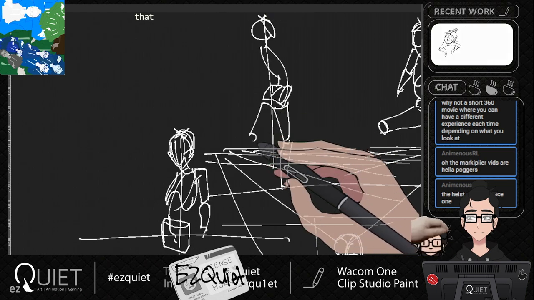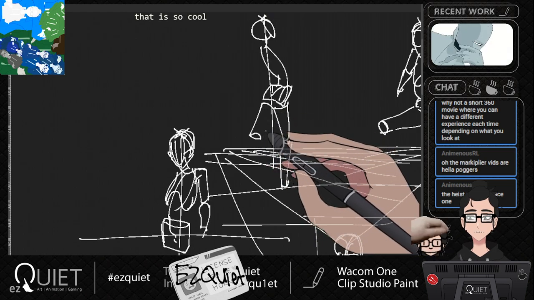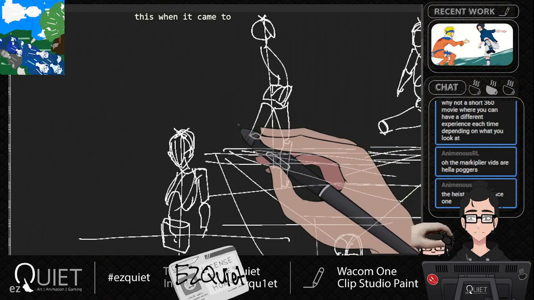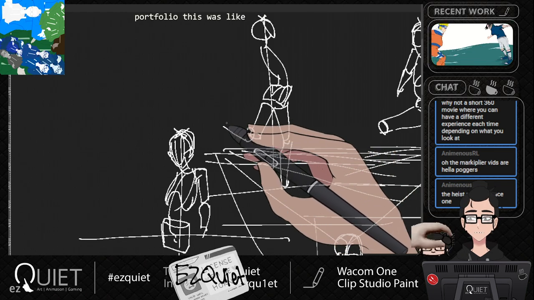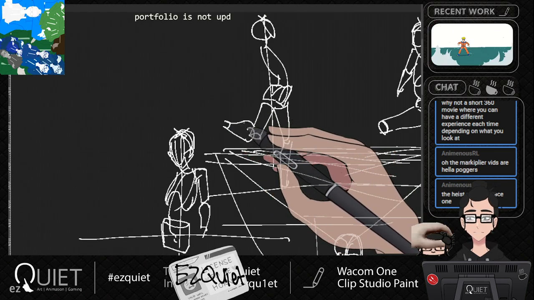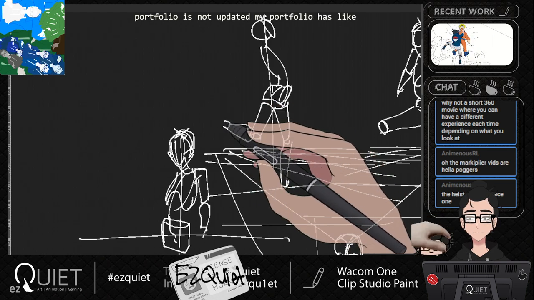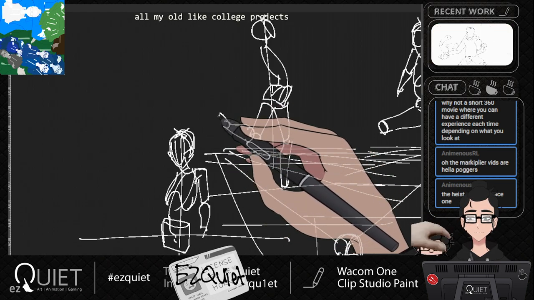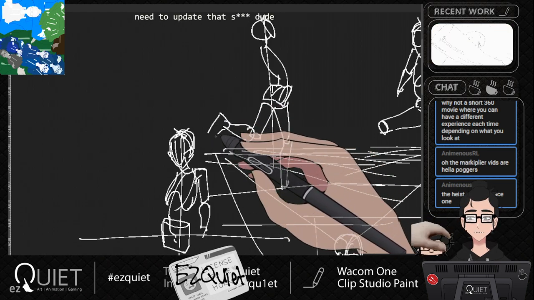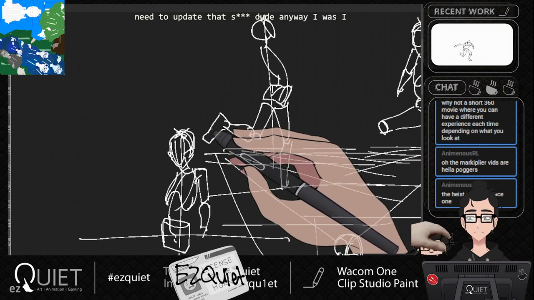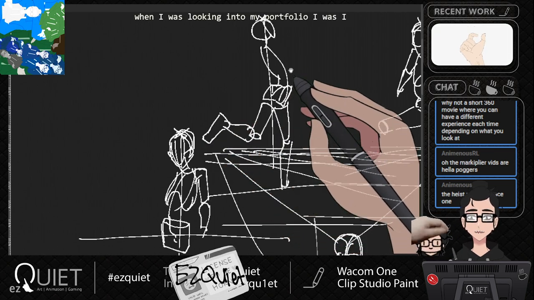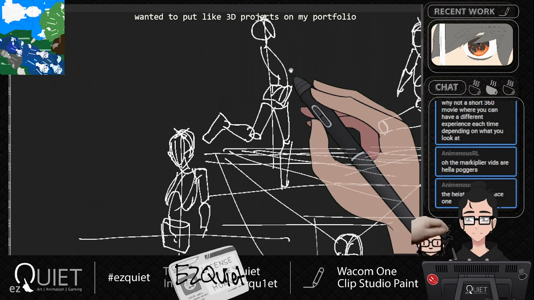That'd be so cool. I was actually looking into this when I was working on my portfolio. This was a couple of years ago. My portfolio is not updated. My portfolio has all my old college projects and stuff. I need to update that, dude. Anyway, when I was looking into my portfolio, I wanted to put 3D projects on it. This was a couple of years ago, guys.